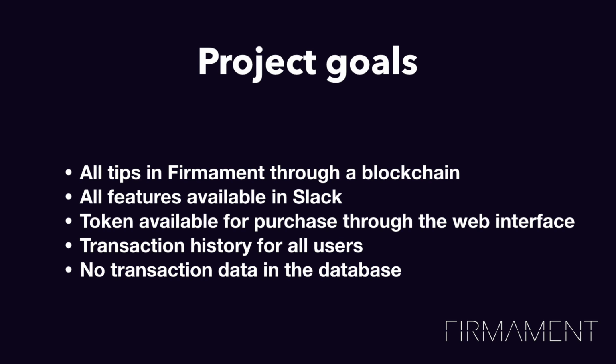Finally, let's take another look at the project goals. Well, all the tips in Firmament go through blockchain. That's done. All features are available in Slack right now. That's also true. And I'm working on other integrations. Tokens are available for purchase through the web interface. You've just seen how Stripe works to buy tokens.